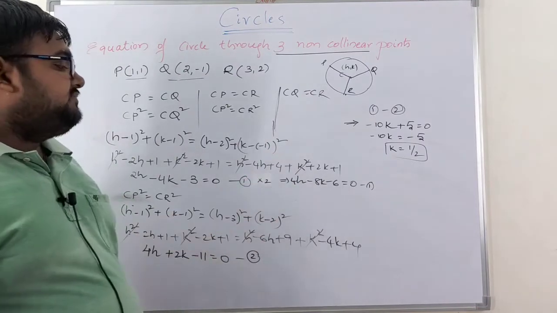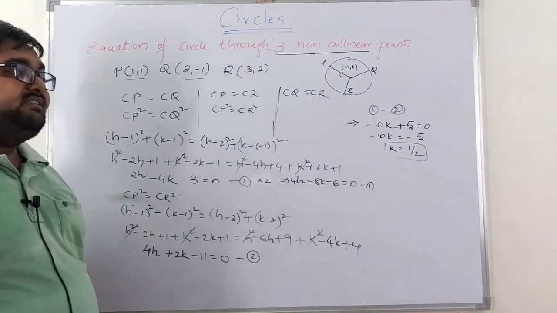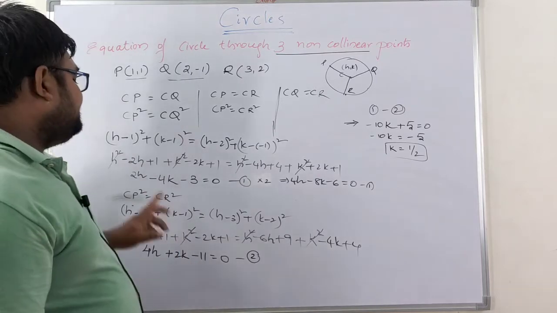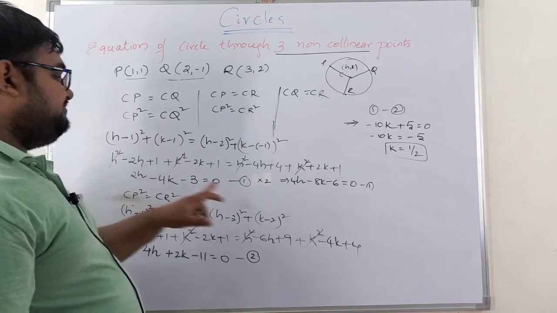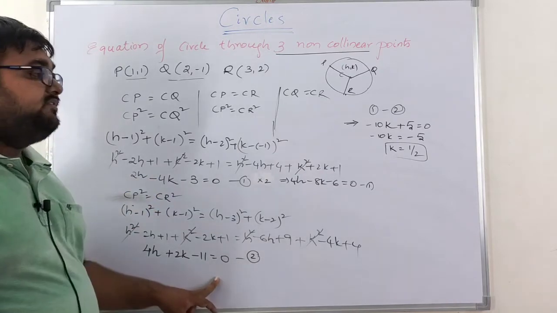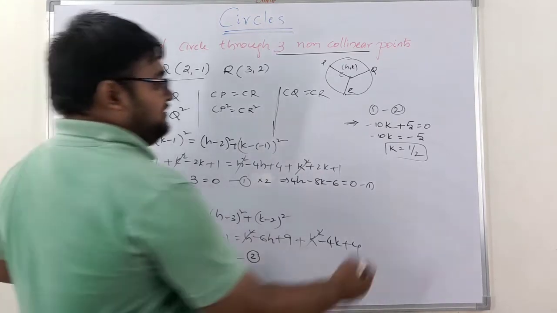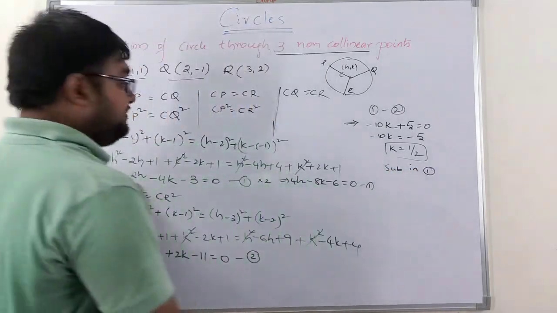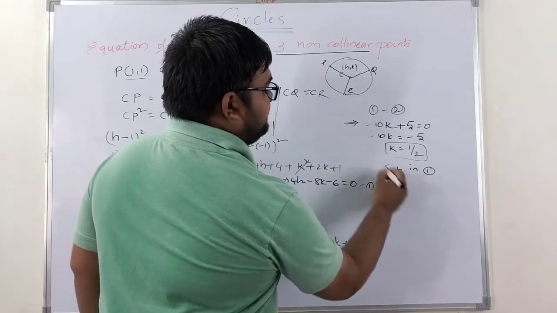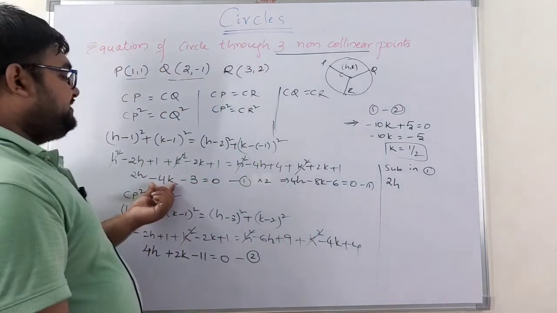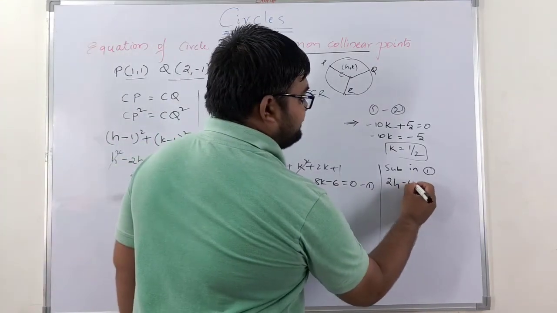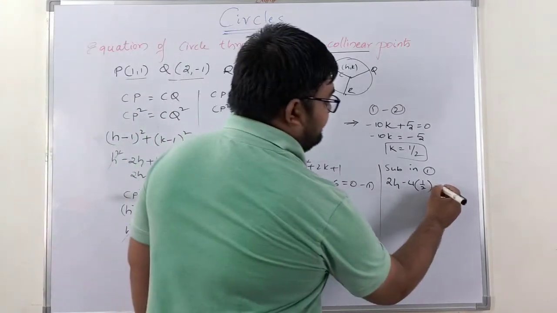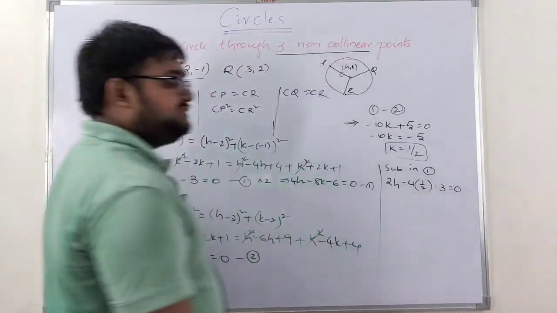Now next, after getting the value of k, I need to get the value of h. So what is the value of h? If you substitute in either equation 1 or equation 2, I am going to substitute in equation 1. So substituting in 1, what am I going to get? 2h minus 4 into k, so minus 4 into 1 by 2 minus 3 is equal to 0.